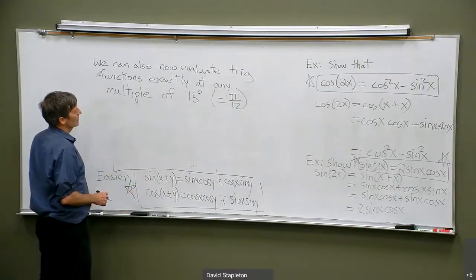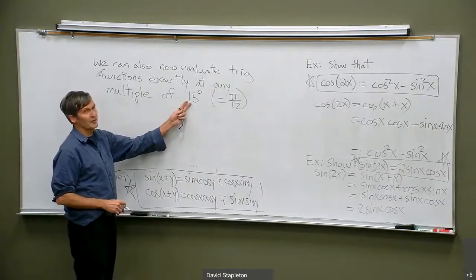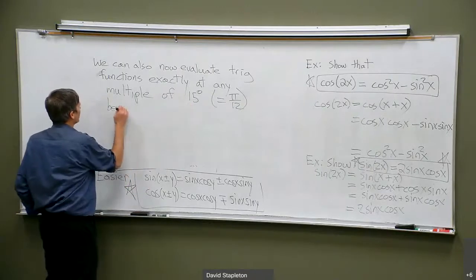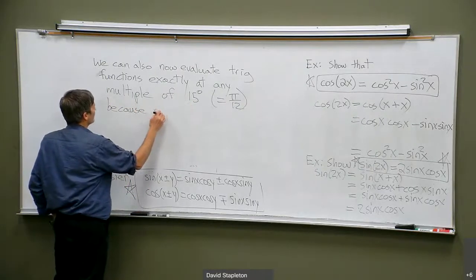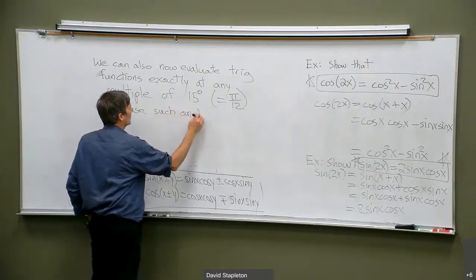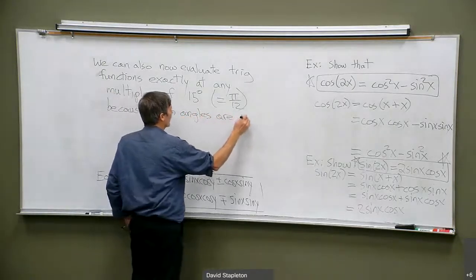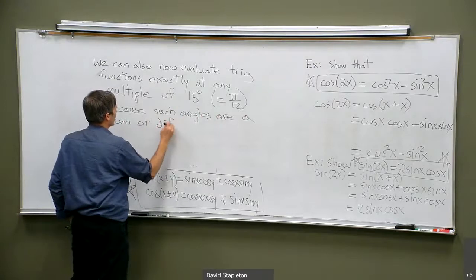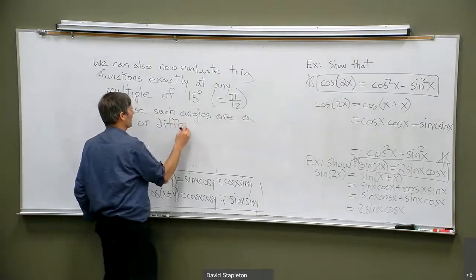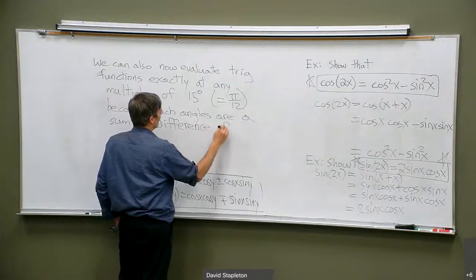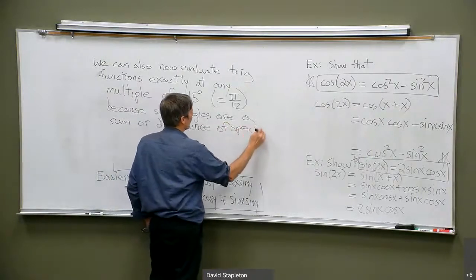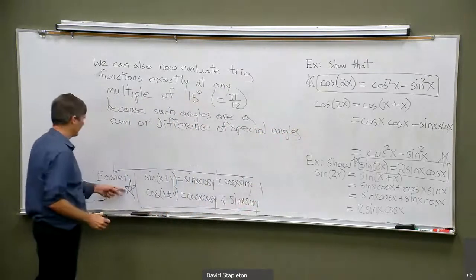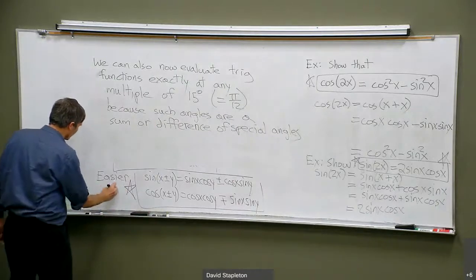The idea is just any angle that's a multiple of 15 can be written as a difference of two special angles. Maybe I should write that out at least, because such angles are a sum or difference of special angles, the ones we've already done, multiples of 30 and 45 degrees. And so we just have to write them that way and apply these sum and difference formulas. This star here, maybe I should call this equation 1 or something.